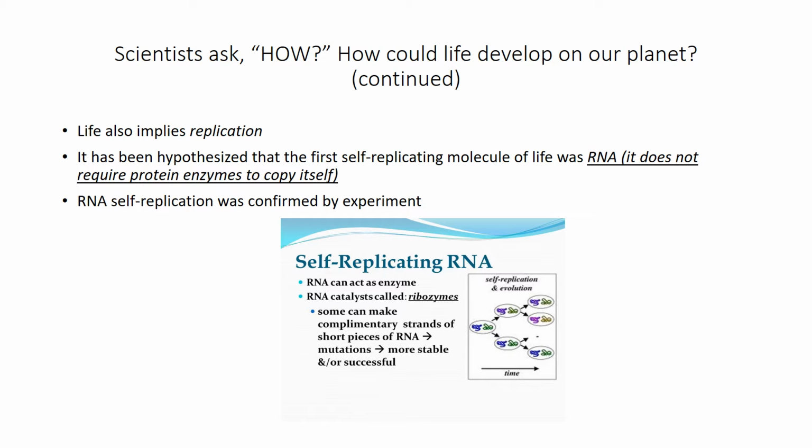And the first self-replicating structure probably was simpler and less fastidious. It did not require protein enzymes. And RNA is such a structure. You see, some forms of RNA are biological catalysts. They're not proteins. They're not really enzymes. Sometimes they're called ribozymes. And they can accelerate the replication of RNA strands.